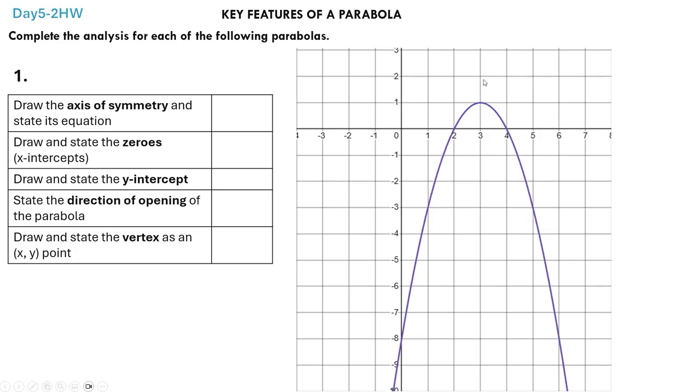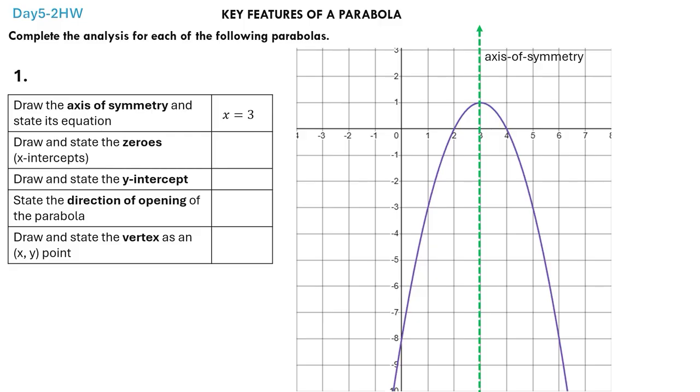So it's right here, and we can see that at every point along this line, x has a value of 3. So that becomes our equation. X equals 3 is how we state the axis of symmetry, because at every point along this line, x is 3. So we simply say x equals 3.